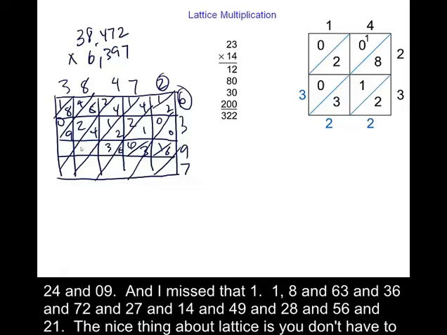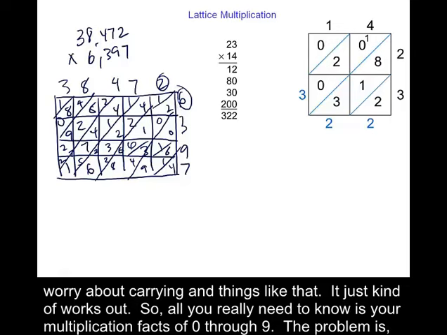36, and 72, and 27, and 14, and 49, and 28, and 56, and 21. The nice thing about lattice is you don't have to worry about carrying and things like that. It just kind of works out. So all you really need to know is your multiplication facts of 0 through 9.